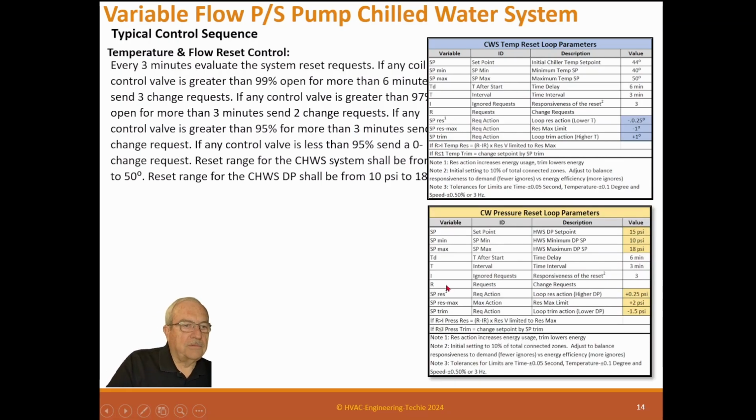And here's the chill water pressure reset loop parameters, which is pretty much the same for all the variable volume flows. So this is the set point. It's 15 psi. The minimum differential pressure set point is 10 psi, and the maximum is 18 psi. And these were established by test and balance. And so this 15 psi would have been where they probably set it. And we'll set the range up just a little bit more so that it can have enough pressure to do whatever it needs to.